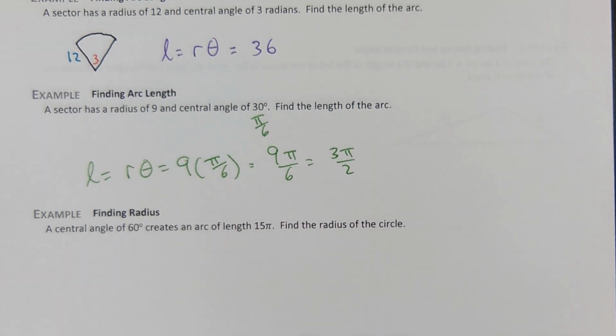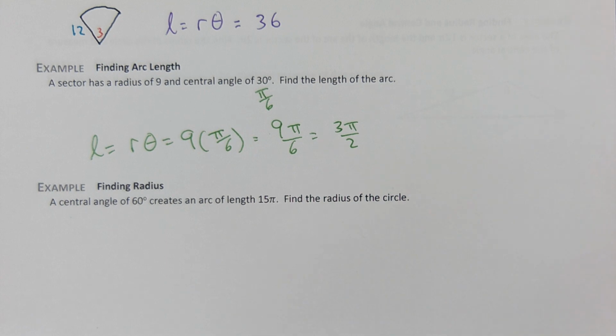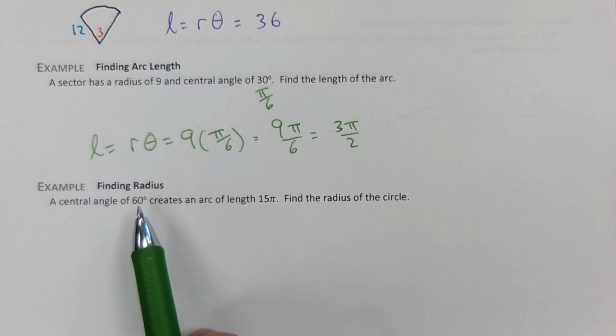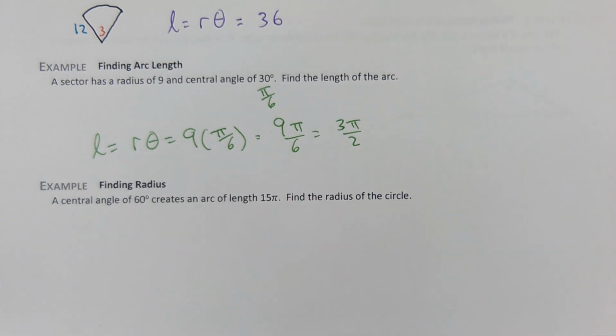Again, I hope you think it's really easy, and I hope you think that the hardest part is knowing the formula. So what if we take it up half a baby step in difficulty? This one, we know the central angle is 60 degrees, and we know the length of the arc created is 15 pi. We don't know the radius, so we're going to find the radius.